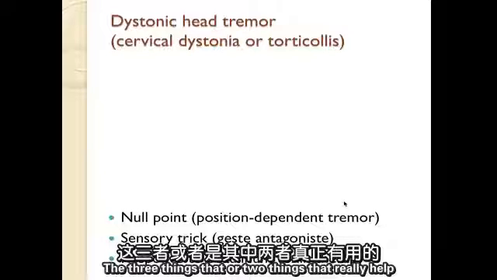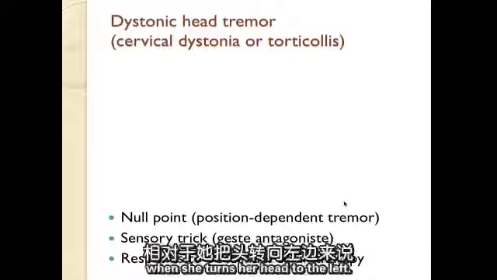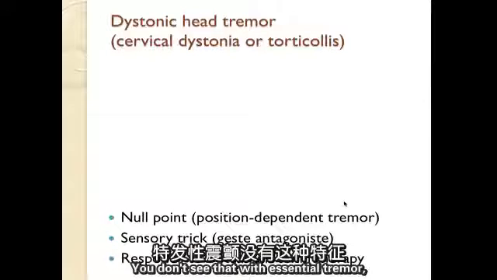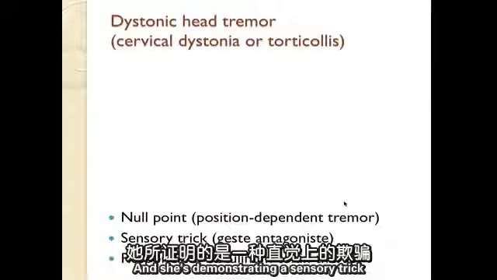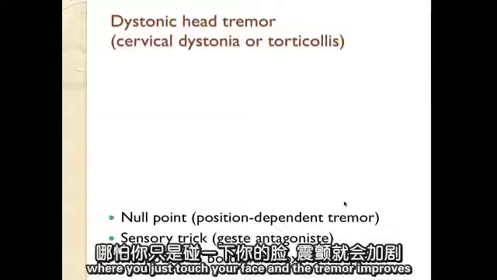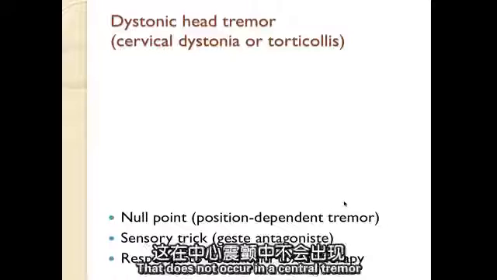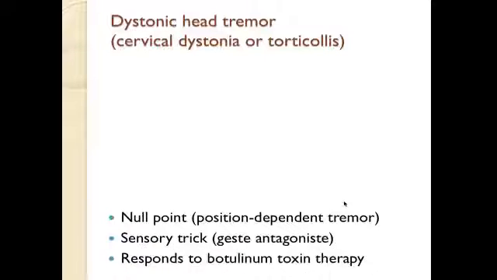The two things that really help is a null point, meaning if she turns her head to the right, the tremor is less than when she turns her head to the left. There's a characteristic posture that is preferred. You don't see that with essential tremor. It kind of tremors no matter what way you look. And she's demonstrating a sensory trick where you just touch your face and the tremor improves. And that's characteristic for dystonia. That does not occur in essential tremor, where the central oscillator just goes no matter what.